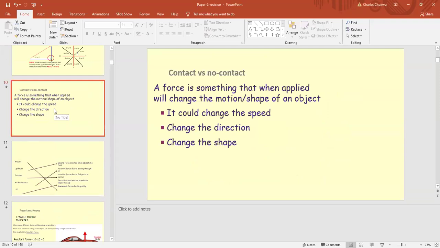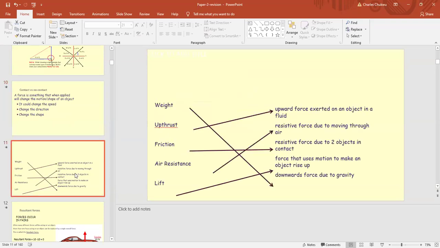All right, so of course, we know that forces can be grouped in different ways, but the most popular way is into contact versus no contact. So a force is something that when applied will change the motion or shape of an object. It could change the speed, change the direction, or change the shape. Okay, so these are different types of forces. Of course, you can tell that weight acts downwards. I think we said that several times. It acts downwards.